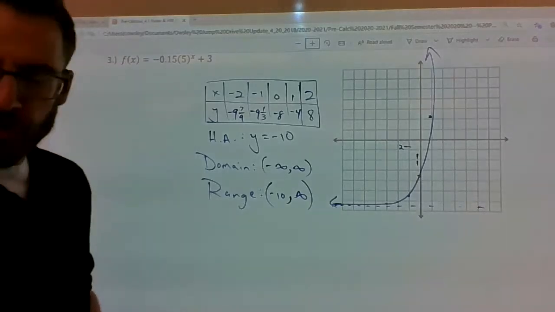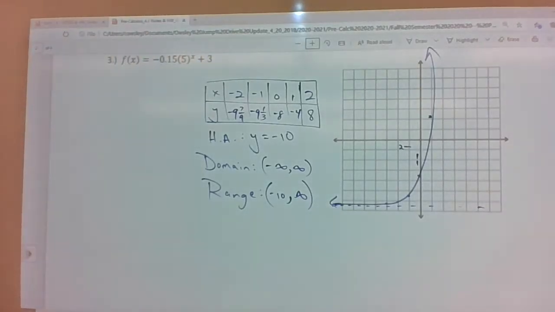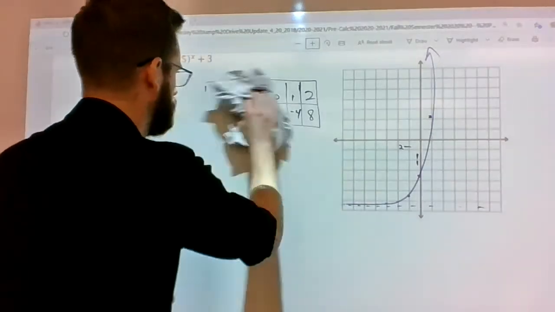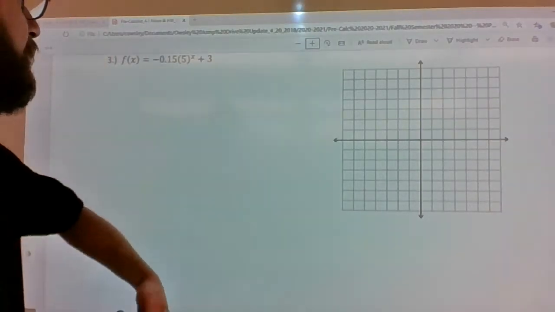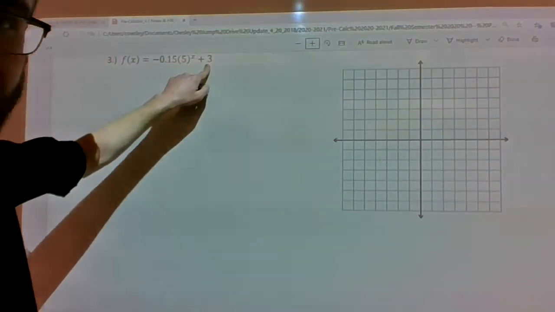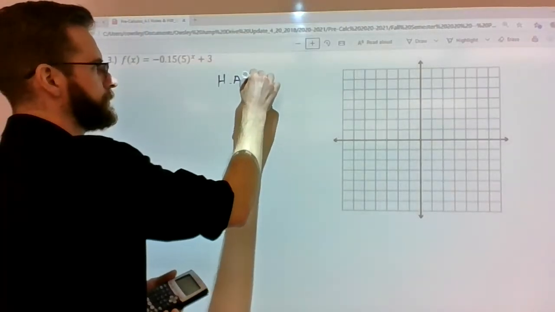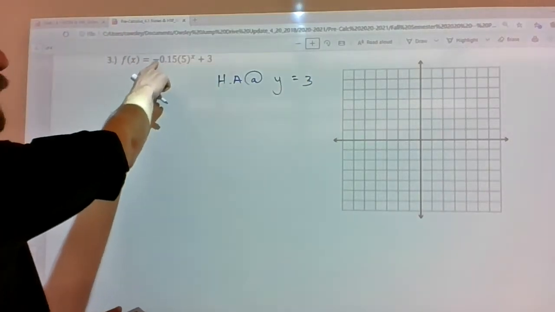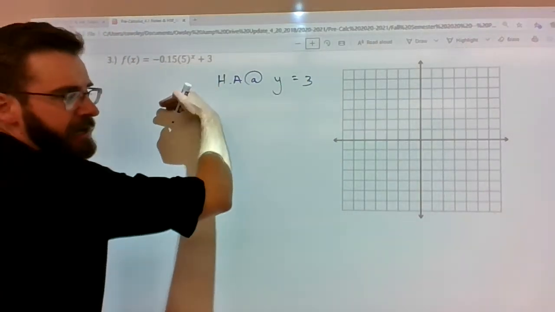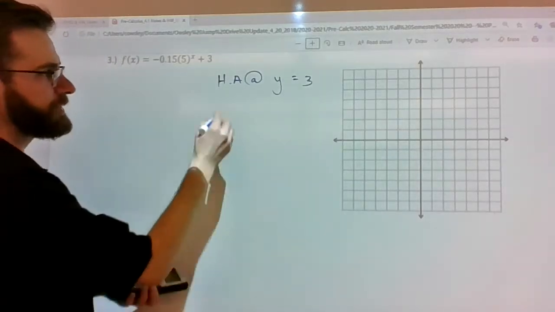All right, why don't you guys try number 3 on your own? Pause the video. All right, let's see how successful you were. Before we do anything, I'm just going to say right off the bat, we have a horizontal asymptote at 3. We got a negative number out front, which means we are going to be pushed down below that y equals 3.